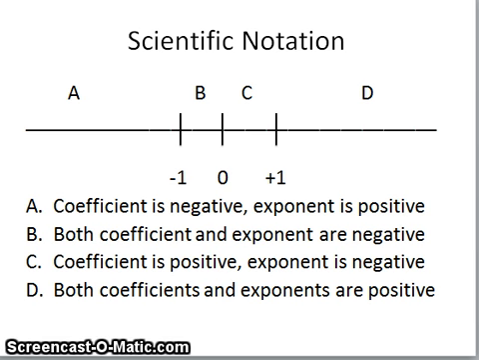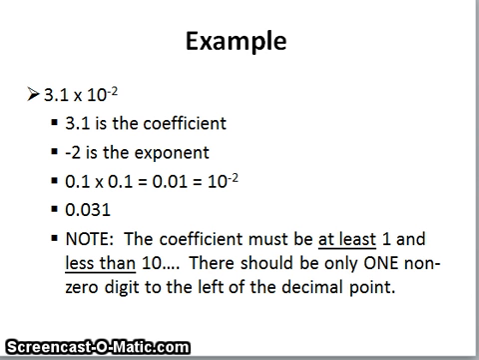If we go to the other side of the 0, the coefficients will always be negative. However, the exponent will only be negative if the number is between 0 and minus 1. If the number is more negative than minus 1, the exponent will be positive. In this example, we have a very small negative number. The coefficient is negative because the number is less than 0. The exponent is negative because the number lies between 0 and minus 1.